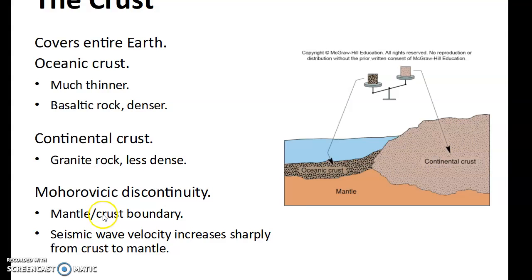The Mohorovicic discontinuity is where the difference occurs, right? At that point right there, okay? So when you have that, the seismic wave velocity increases sharply as it goes from crust to mantle. Okay? The discontinuity is all along here. This is the discontinuity right here, where it goes from crust to mantle.